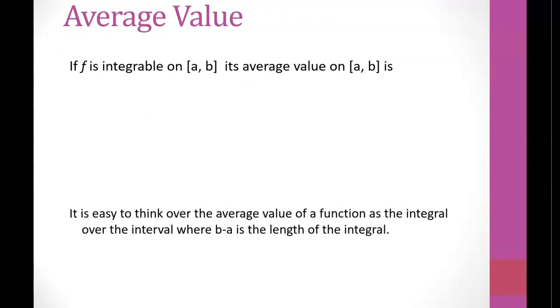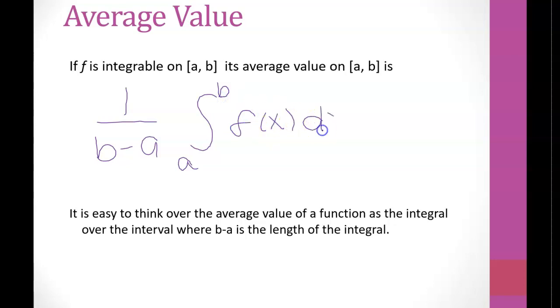If f is an integrable function on a to b, then we say its average value is, and again I kind of hinted at it, 1 over b minus a times the integral from a to b of f of x dx. So it's the average of all the sums on the interval you are given, and then the sum of the area under the curve. So it's easy to think of the average value of a function as the integral over the whole interval, where b minus a is the length of the interval.